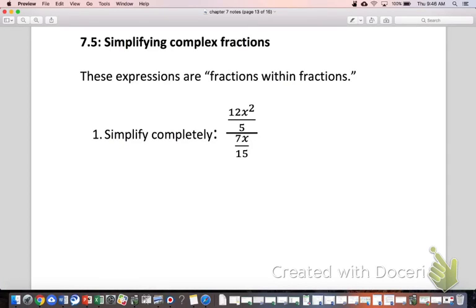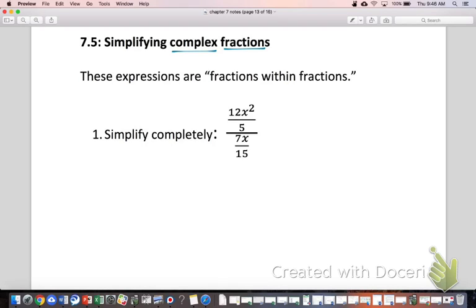7.5 is our second to last section. We're going to be working on what we call complex fractions. So basically our objective for today is very singular, just one thing. We want to learn how to simplify these complex fractions down into being the simplest, most reduced fraction we can.